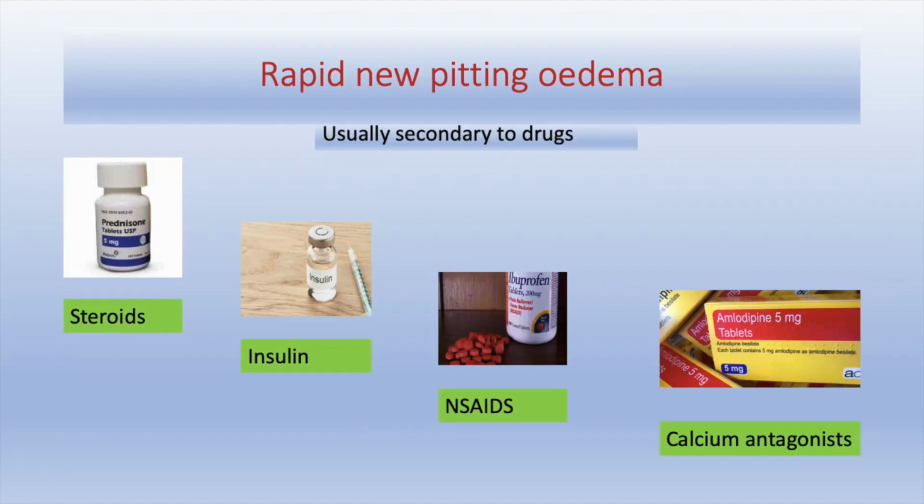A rapid new onset of pitting edema is almost always caused by drugs. The most common drugs that can cause a rapid onset of pitting edema are steroids, insulin, NSAIDs, and calcium antagonists. So if somebody has a new pitting edema of rapid onset, check if they're on any of these drugs.